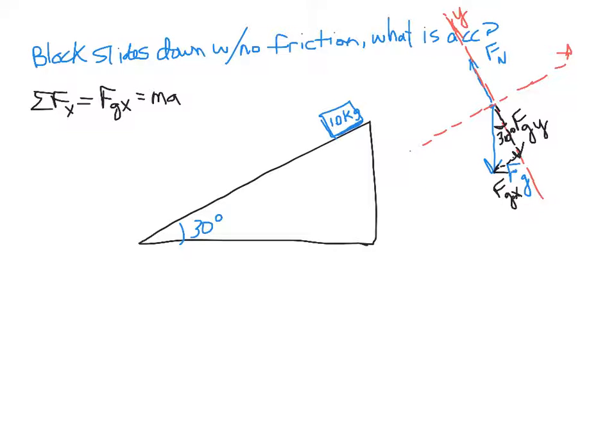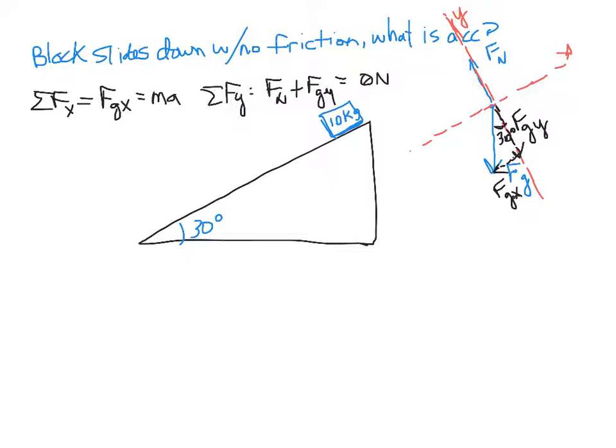I'm going to go ahead and write out the Y summation just because I can. So the Y summation, we have Fn plus FGY, and that equals 0 because that is balanced. So we have balance in the vertical. We do not have balance in the horizontal. Hopefully you see and understand what I'm saying there.